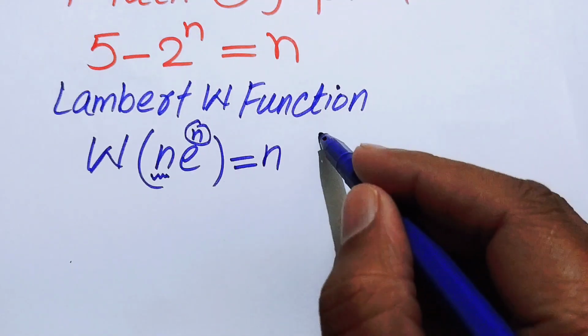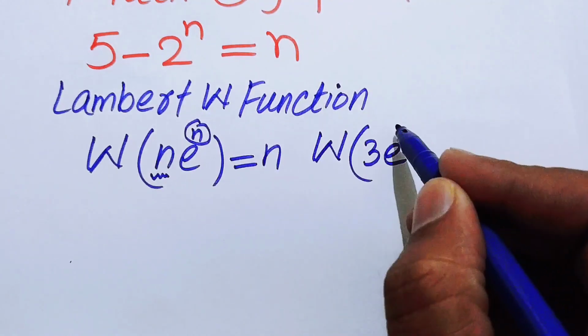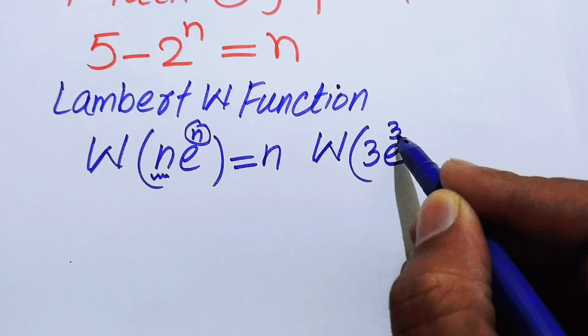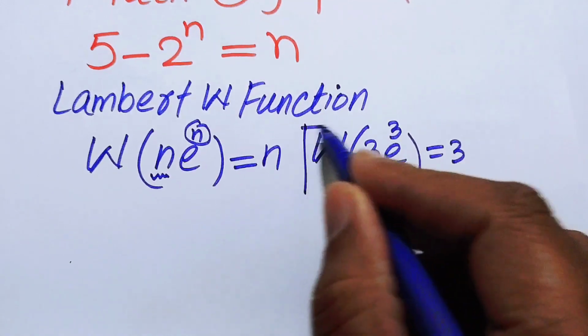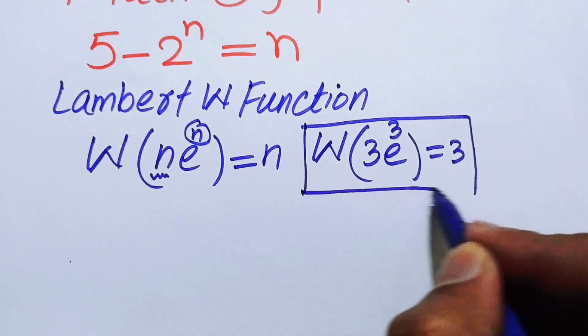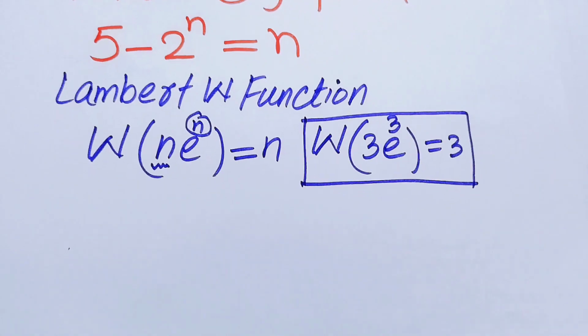Similarly, if you have W of 3 times e to the power of 3, then its output will be 3. So this is basically the Lambert W function. Now we can solve this problem with the help of this function.